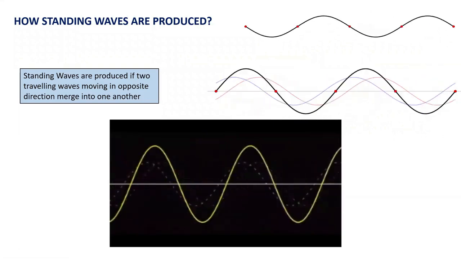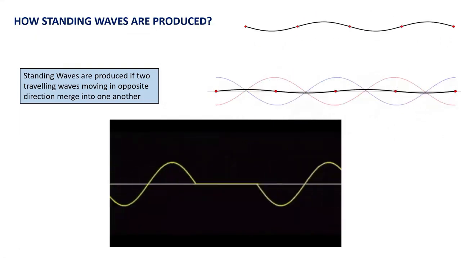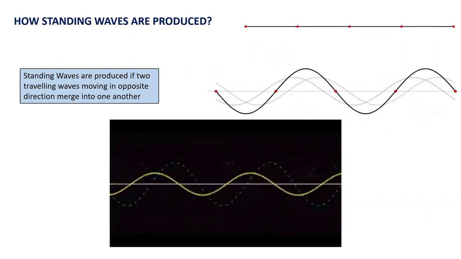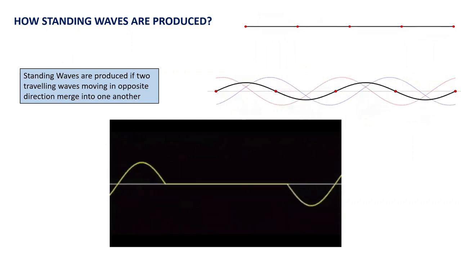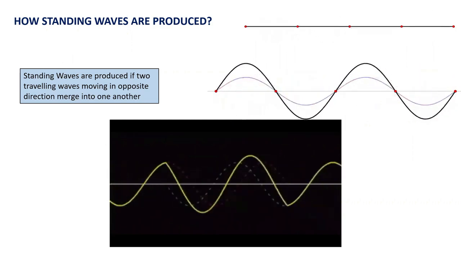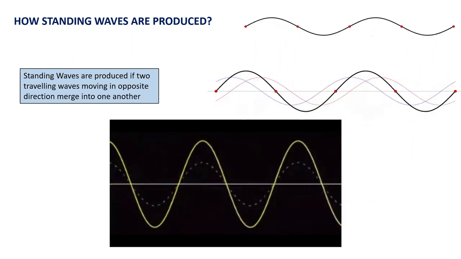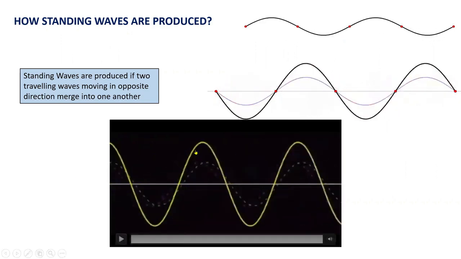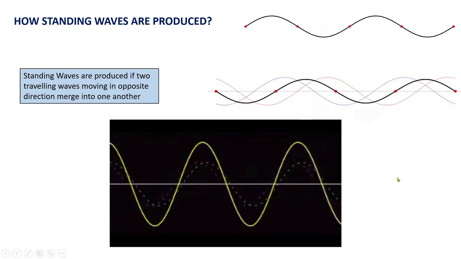Now, as you can see, the solid line is the standing wave. In the background, the dotted lines are the original traveling waves. Right, so the basic concept is you just need two traveling waves moving in opposite directions, and that's what creates the standing wave.